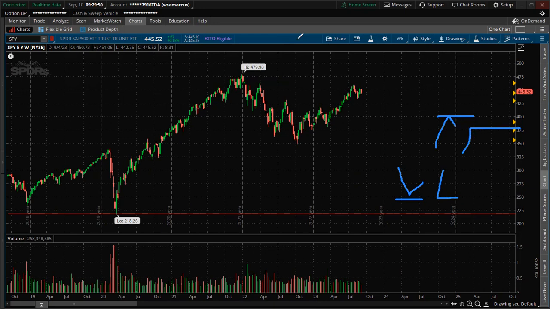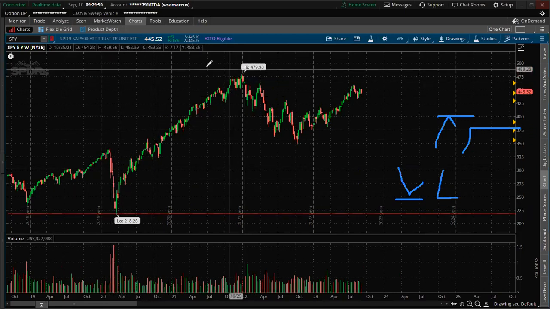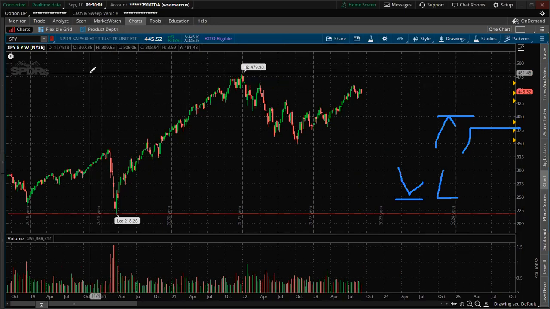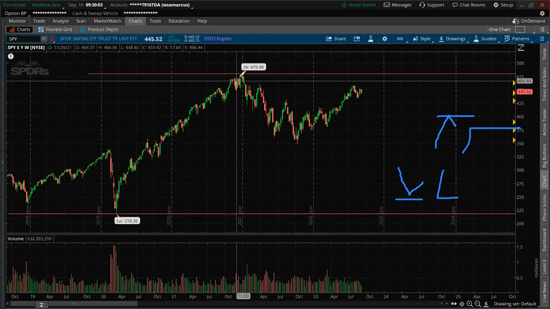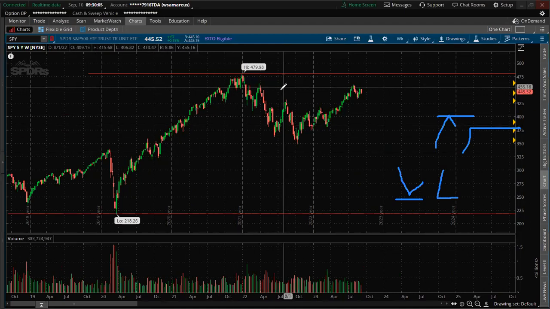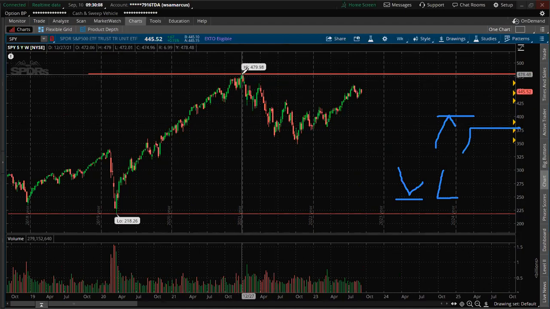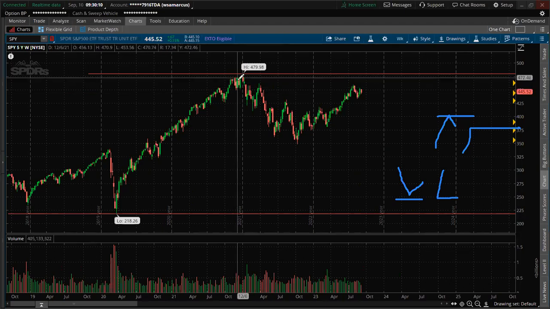So that's what I'm looking for every time I'm looking at this chart, right? You can see that from this drop over here at 218, we rallied and came up towards 479 over here. So I'm going to put a line at 479. Why? Because that is a resistance level. We struggle to break above this 479 level, right?